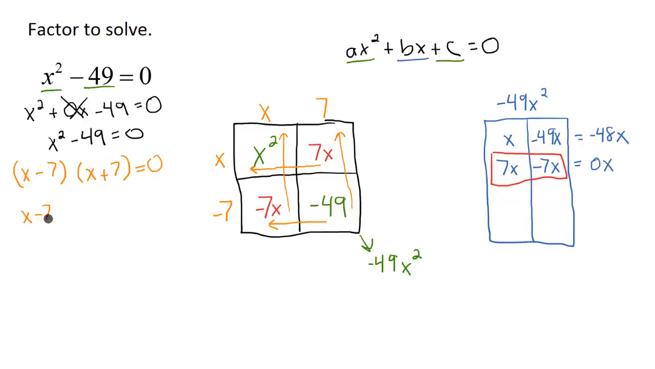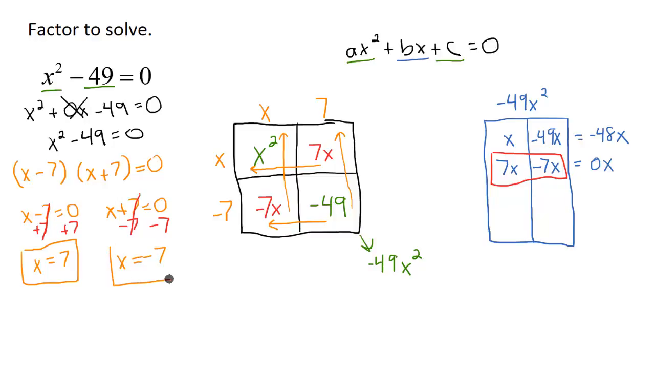Now I can set both equal to 0 and solve. So I'm going to add 7 to this side, add 7 to the right side. So I'm left with x equaling 7. And then I want to take away 7 here, so I subtract it, which goes away. I subtract it from the right side as well. And I'm left with x equaling -7, which is my other answer.